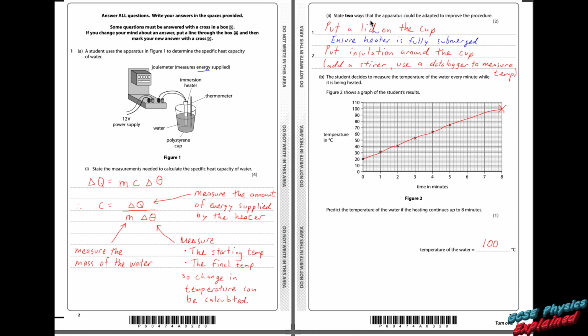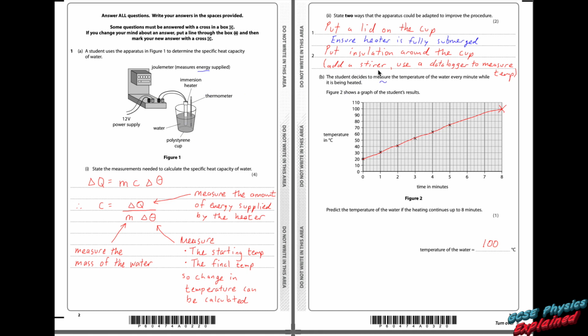Part 2. State 2 ways that the apparatus could be adapted to improve the procedure. Well, if you put a lid on the cup, you'll stop heat energy from being lost to the surroundings, so the heat will stay in the water. You could ensure that the heater is fully submerged, so you can see here the heater is not quite fully in the water. You could put insulation around the cup, again to make sure that whatever energy is being supplied goes into the water and not lost to the surroundings.